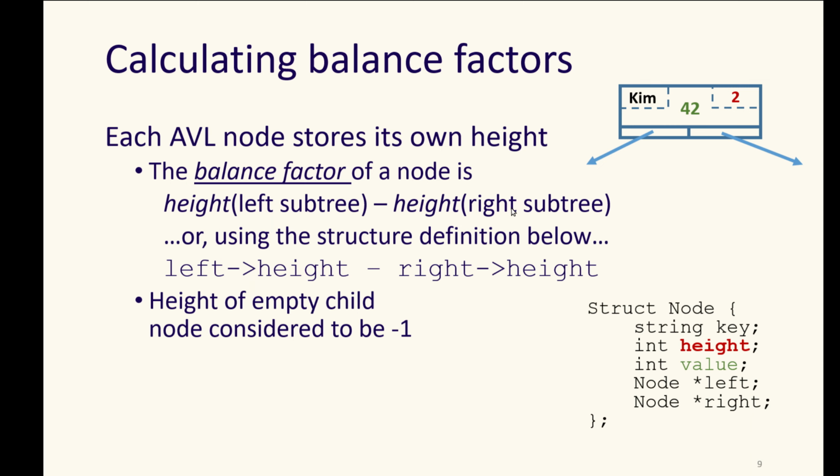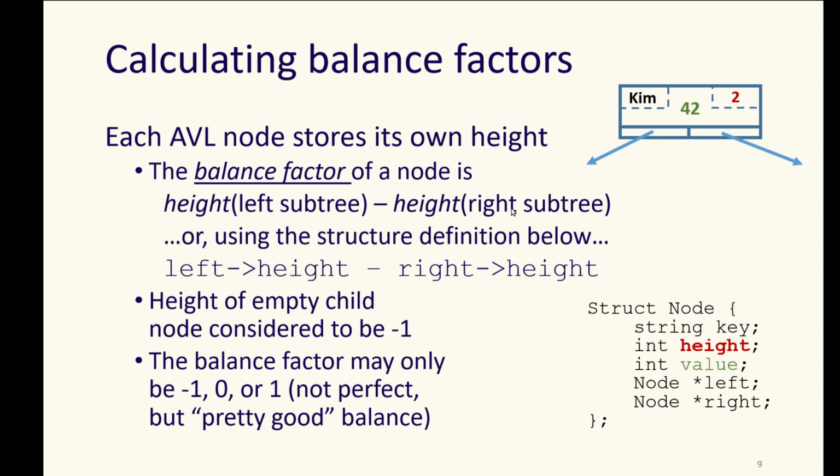If a particular child node is empty, is null, then we'll consider that to be a height of -1 so that we can use that as a base case to calculate the parent's height as 0 and the parent of that one's height as 1, and so on. We will allow the balance factor to only be -1, 0, or 1. It's not perfect balance, but it's pretty good balance. And in the incomplete trees, we know that some nodes would have a balance of -1, 0, or 1 anyway.